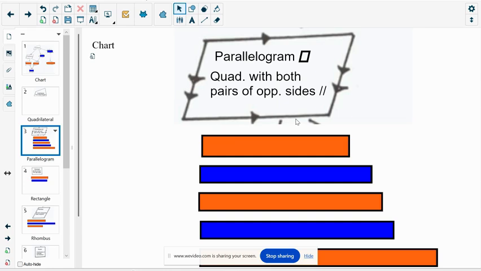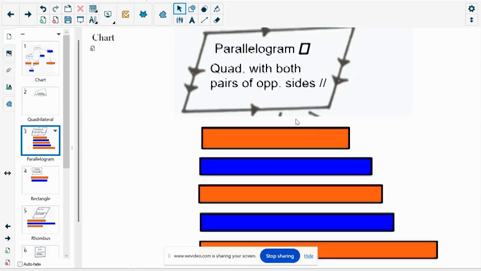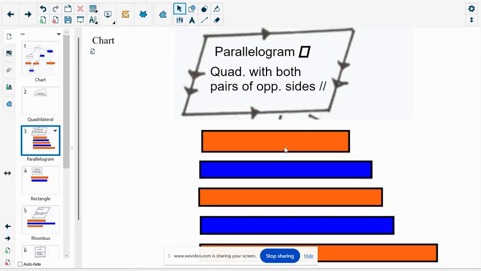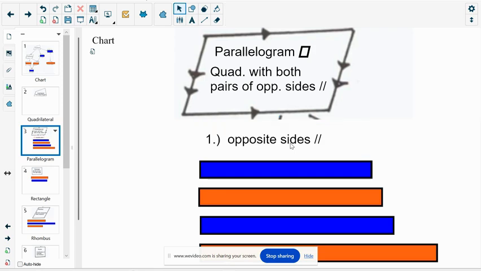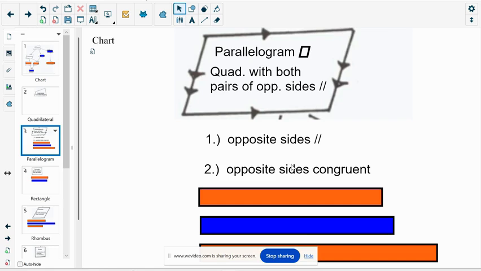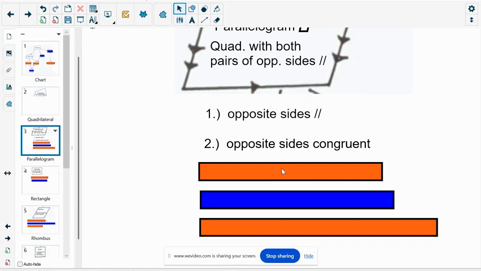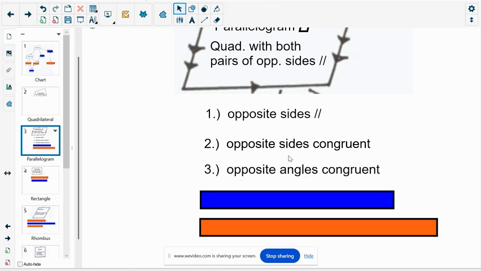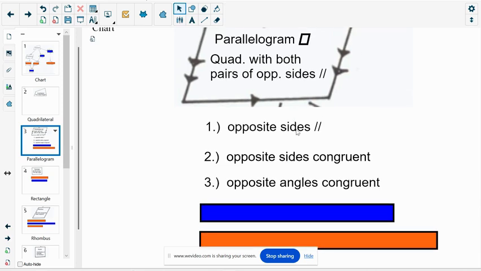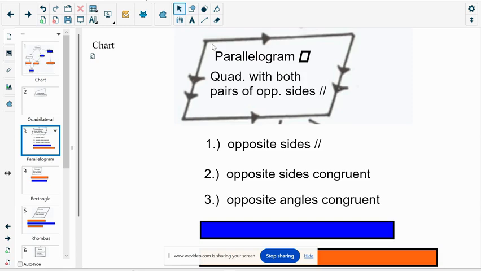Okay, but there's going to be a lot of properties we will know and we can prove and we can figure out. And those properties are that opposite sides are parallel. That is the first thing. The second thing we also know if it's a parallelogram is that opposite sides are congruent. Okay, so that's very helpful. The third thing is opposite angles are congruent, and by opposite angles, we are talking across the diagram.